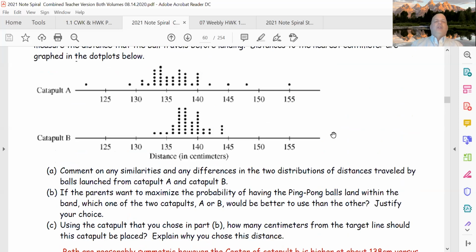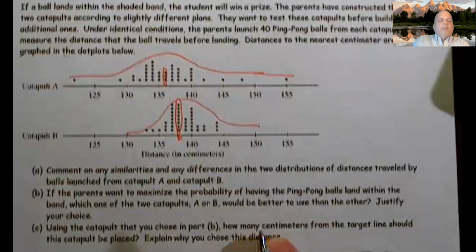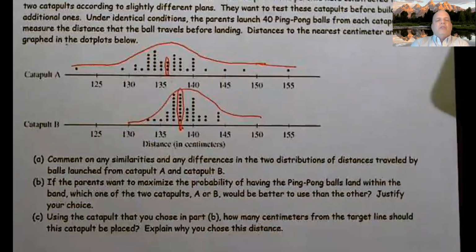Using the catapult that you chose in part B, and we chose catapult B, how many centimeters from the target line should this catapult be placed? Why would you choose this distance? Pause the recording. Okay, we said we chose catapult B, and the question is, where are we supposed to place this thing so we have the best chance of success?